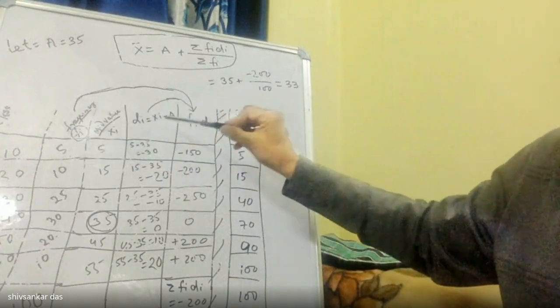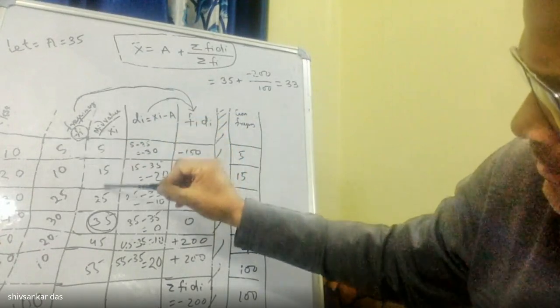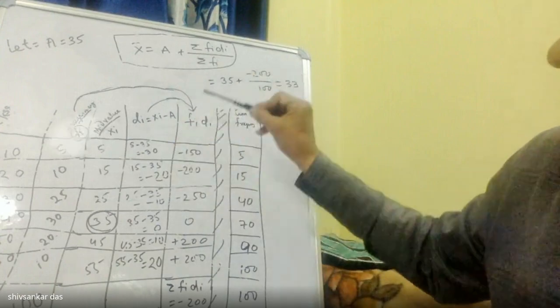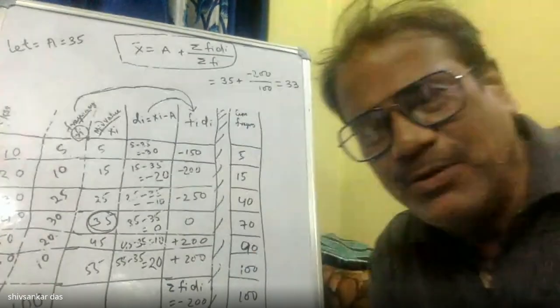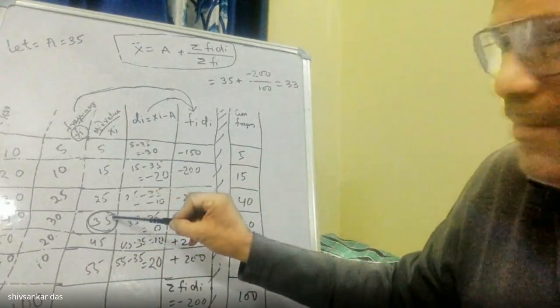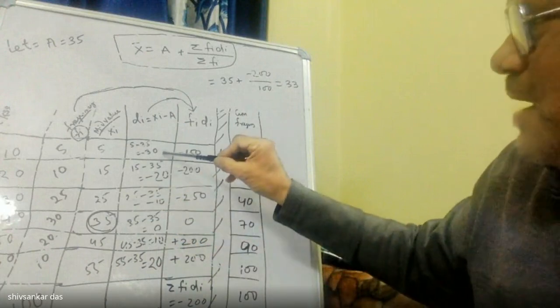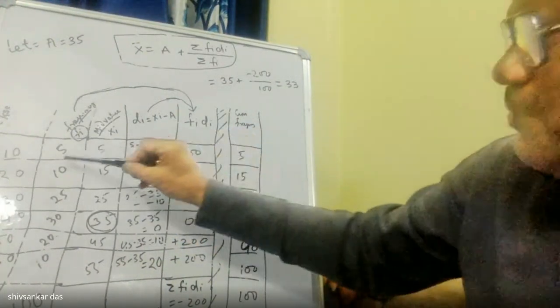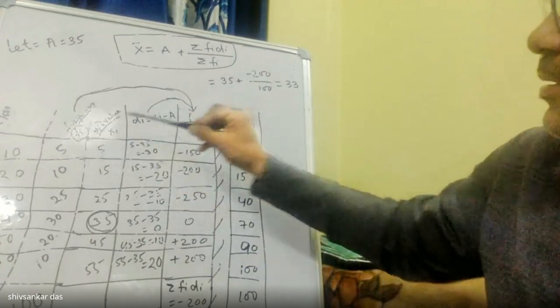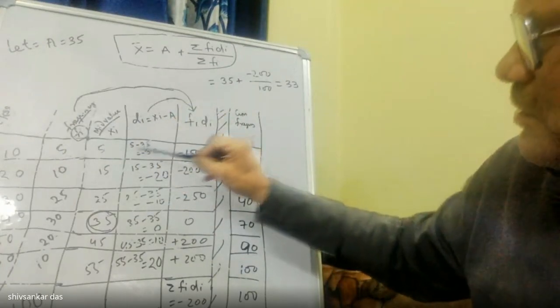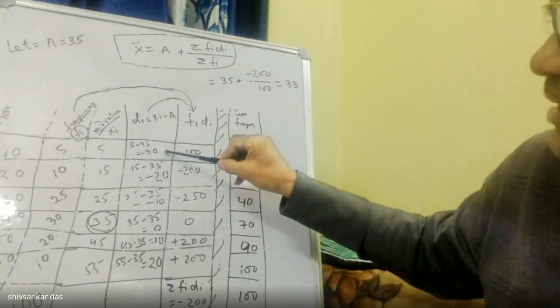di is xi, 5, minus that arbitrary value 35. That is equal to minus 30. 5 minus 35 is minus 30.